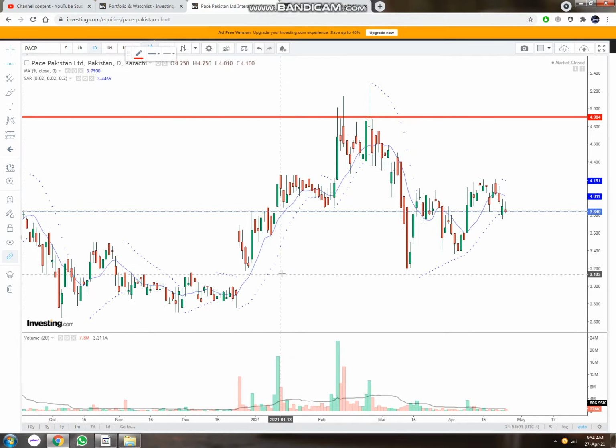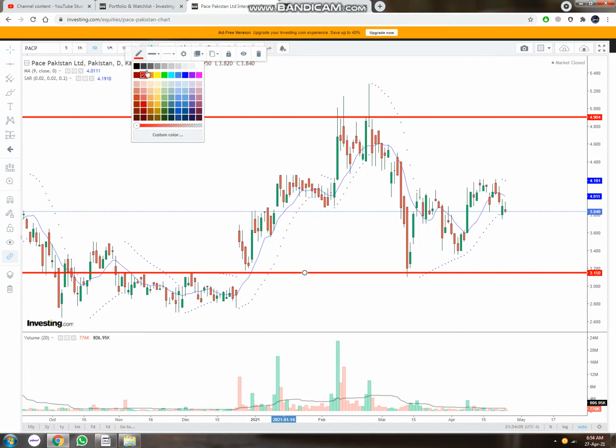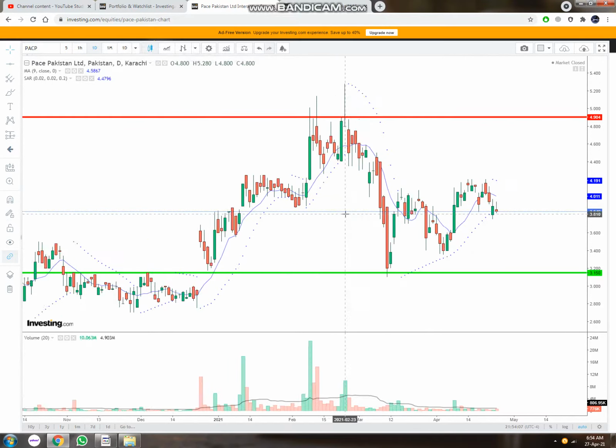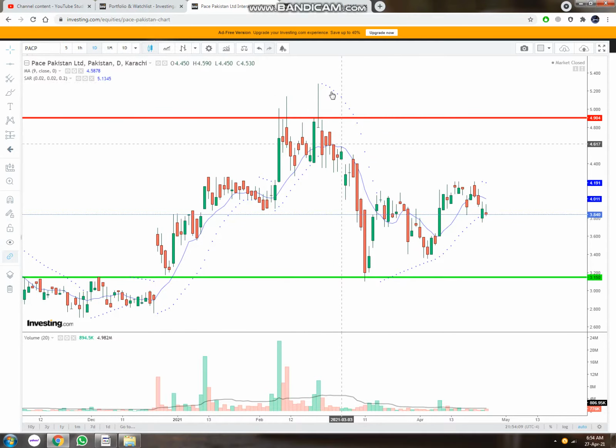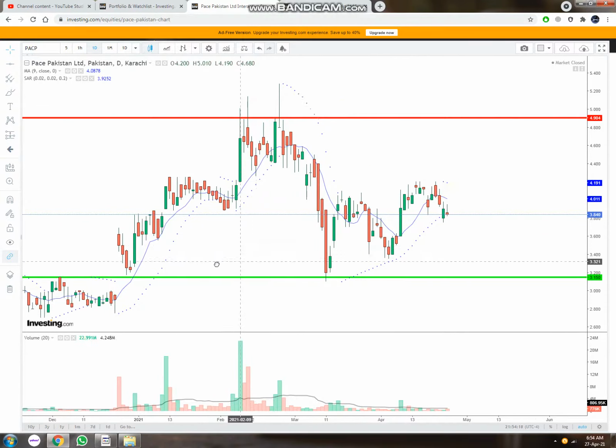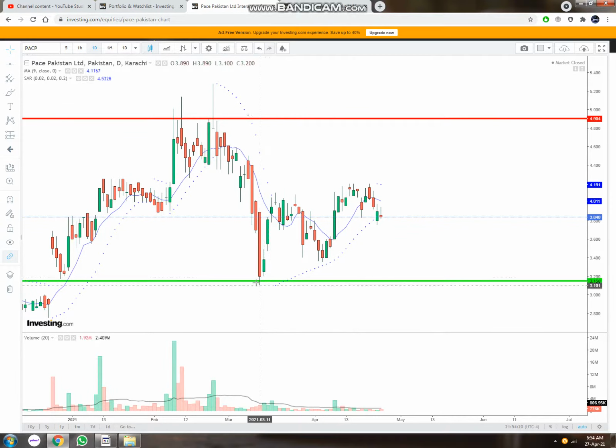So at this point you should exit at this level, because you can see four price rejections happened at this level. The price got rejected here four times, so whenever price rejections occur at these points in this amount, you should exit at this point. Now for the entry point, you can enter at this level.